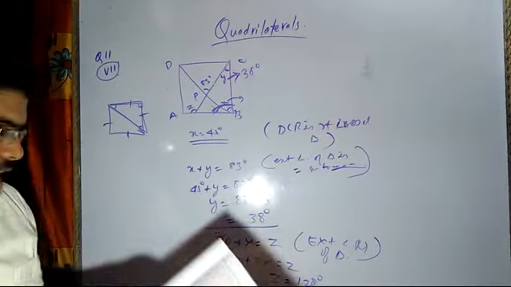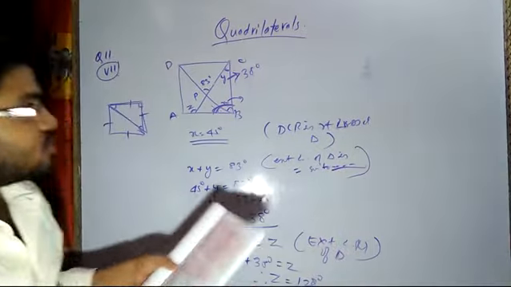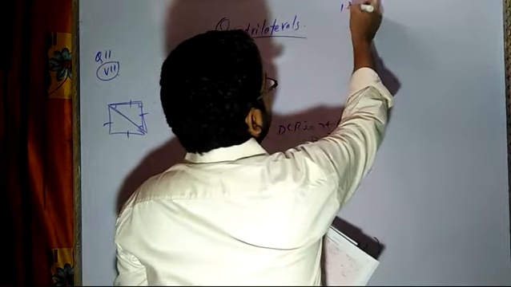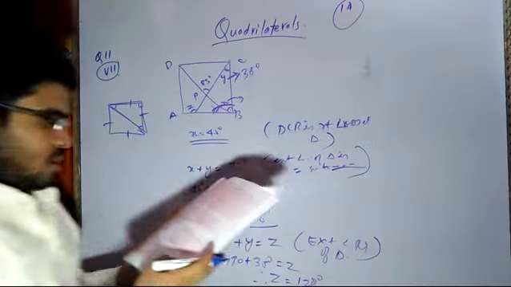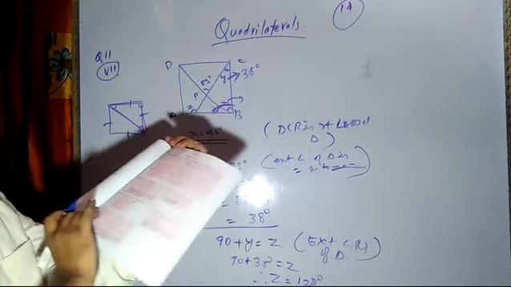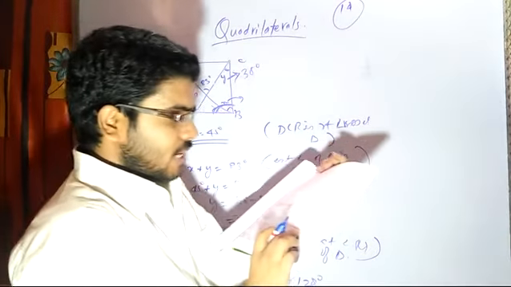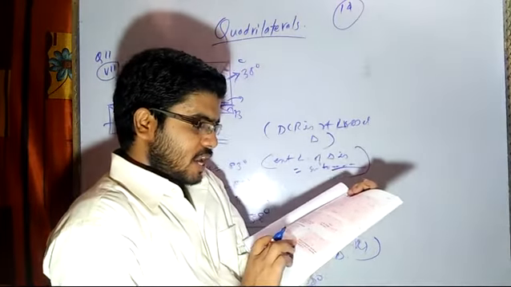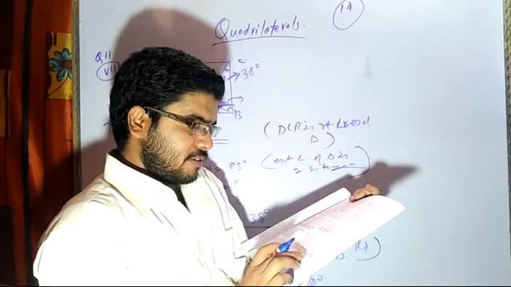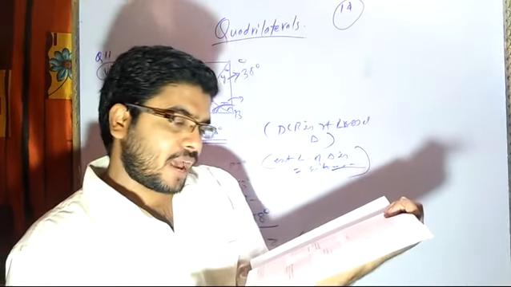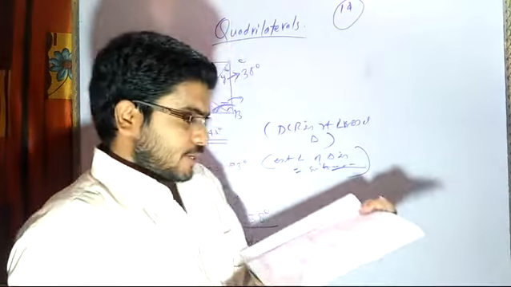Now after this, we have question number 14. How to calculate question number 14? They are saying we have to prove that ABCD is a parallelogram. AE and CF bisect angle A and C respectively. Prove that AE is parallel to FC. Very good.